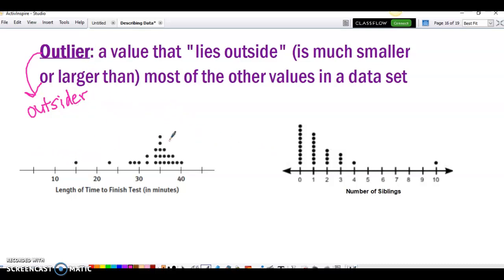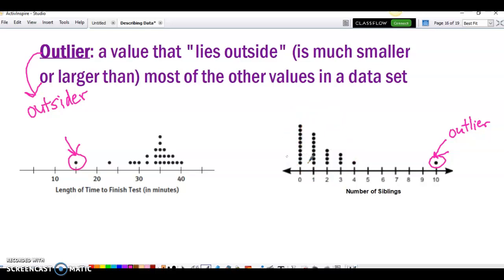In this graph, your outlier is this guy over here. He's way away from the rest of the group, especially this cluster here. He's way out here at 15. These guys are down here at like 35 and 40. Our outlier on this one is this guy out here on the end. He is much larger than the rest of them. So he's out here at 10, and all these other guys over here are down at like 4 and below, especially we've got a whole bunch at 0.